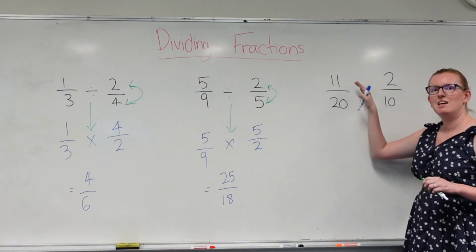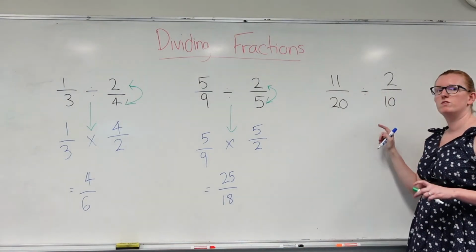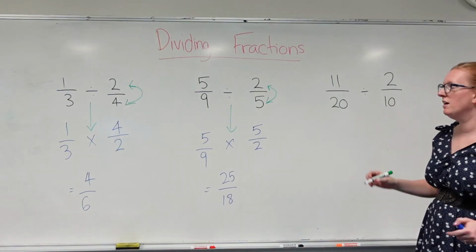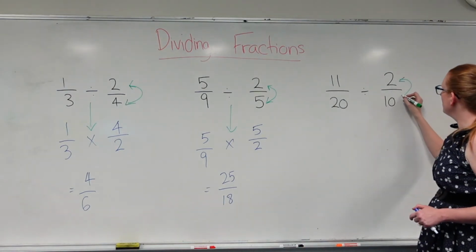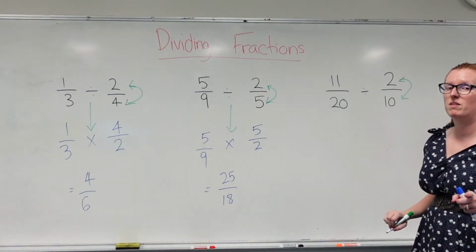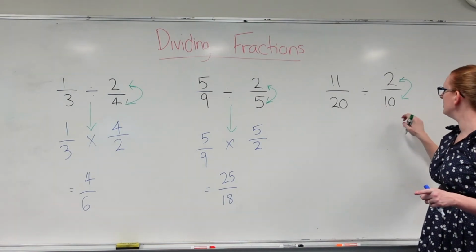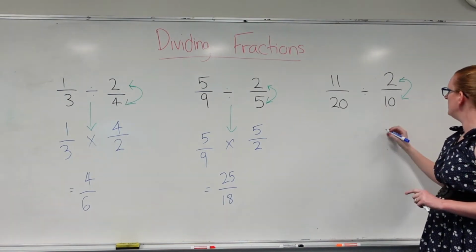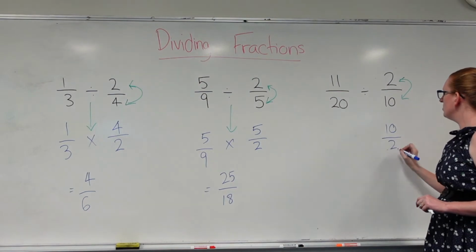So here I've got 11 over 20 divided by 2 over 10. Because I'm dividing, I flip my second fraction. I don't flip my first fraction. I flip my second fraction upside down. So the 10 goes on the top and the 2 goes on the bottom.